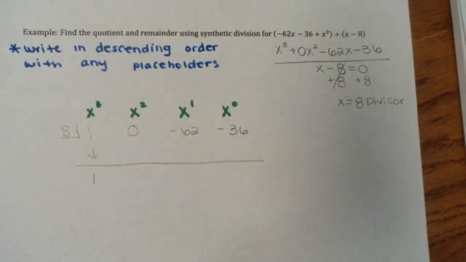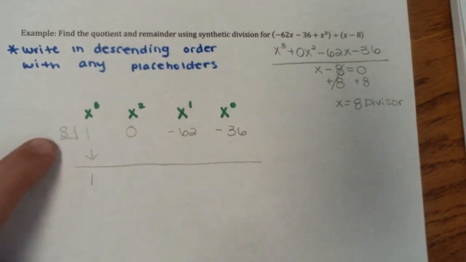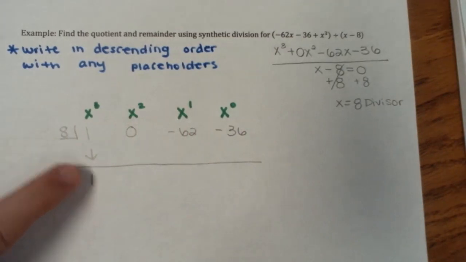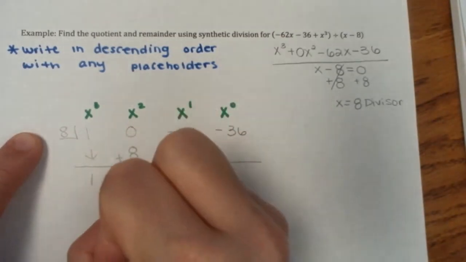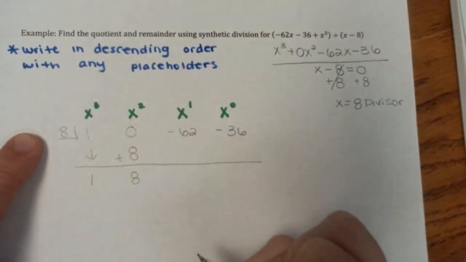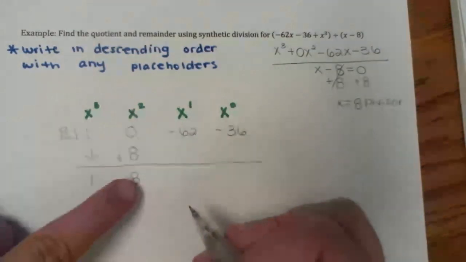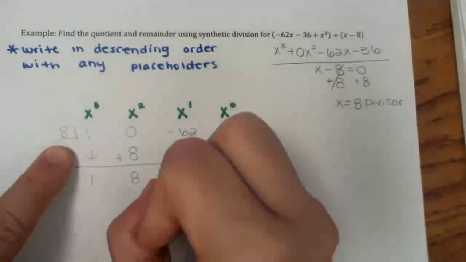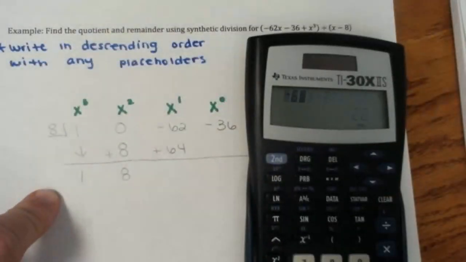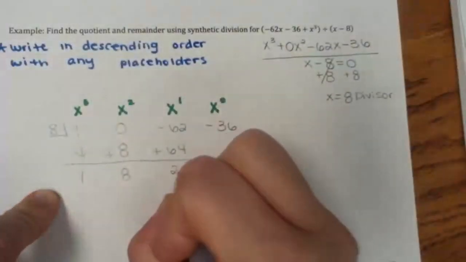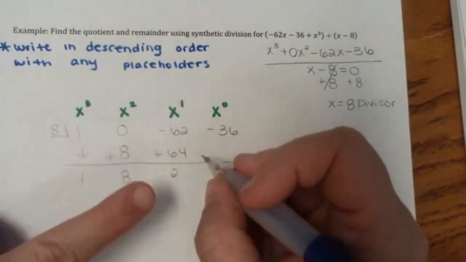Here goes our pattern. Our pattern says multiply up, add down. So multiplying up by 8, adding down. So 1 times 8 is 8. Adding down, 0 plus 8 is 8. Again, multiply up, add down. So 8 times 8 would give us positive 64. Negative 62 plus 64 should give us positive 2. Positive 2. So then multiply up, add down.